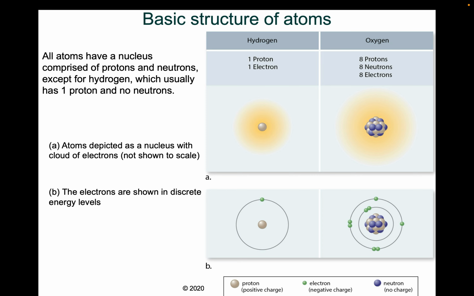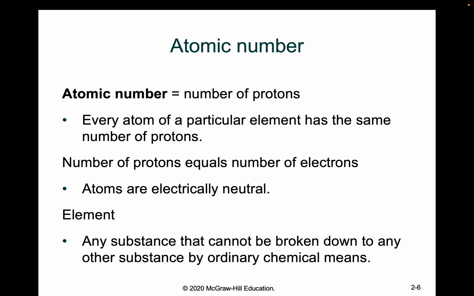Hydrogen does not have neutrons. That's the only exception. But one thing that we can use to differentiate between atoms is something called the atomic number. The atomic number is exactly how many protons an atom has. So hence the atomic number is literally the number of protons inside. Every atom of a particular element has the same number of protons.